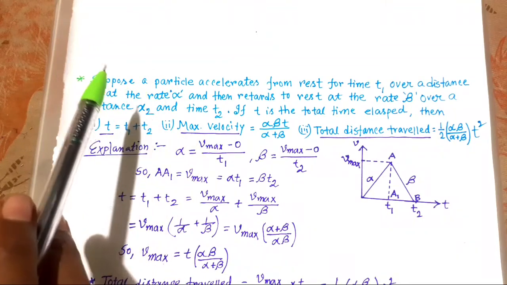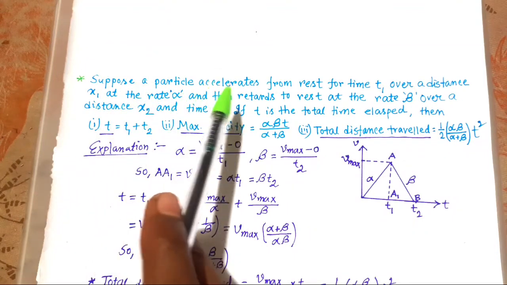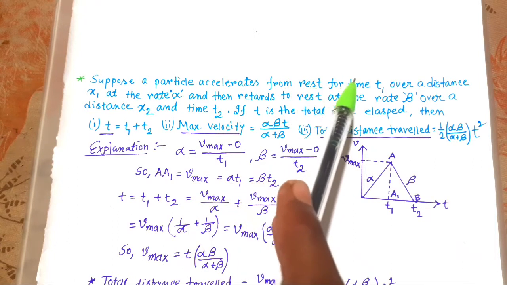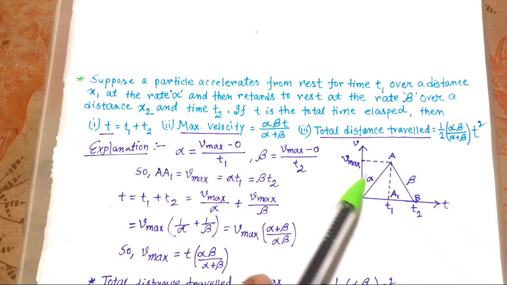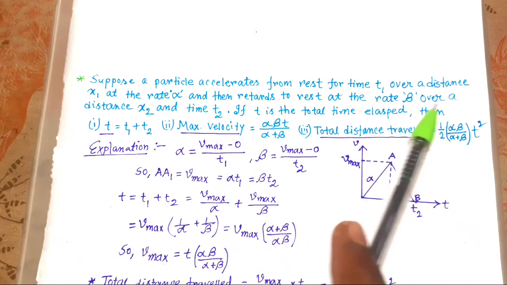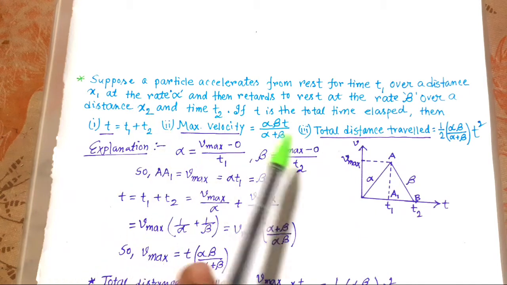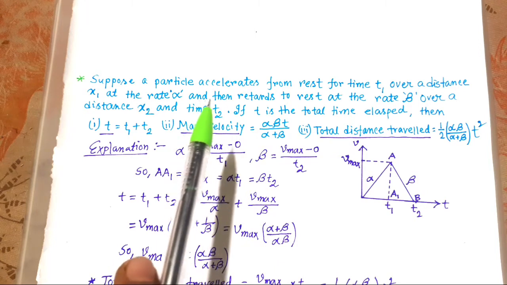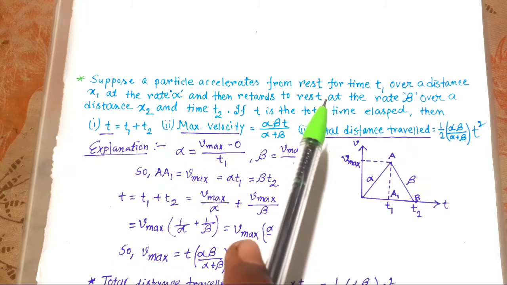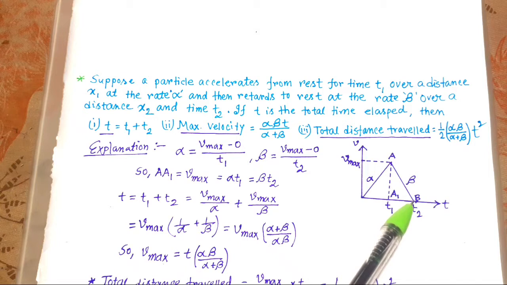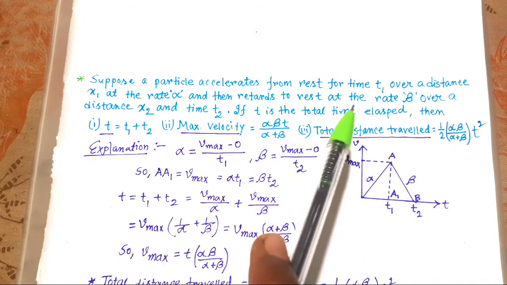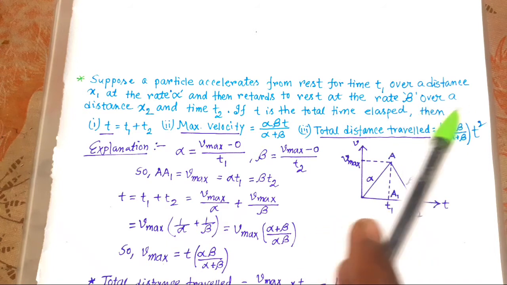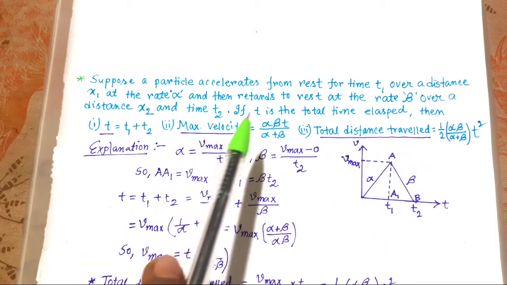So number one, suppose a particle accelerates from rest. That means initial velocity u equals 0 for time t1, over a distance x1 at the rate alpha. Alpha is the acceleration. And then it returns to rest. At B, velocity is 0 at the rate beta. Beta is retardation over a distance x2 and time t2.